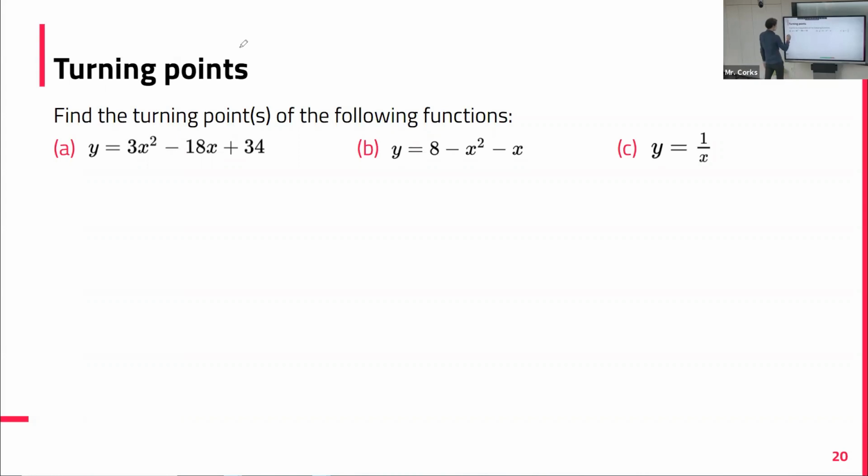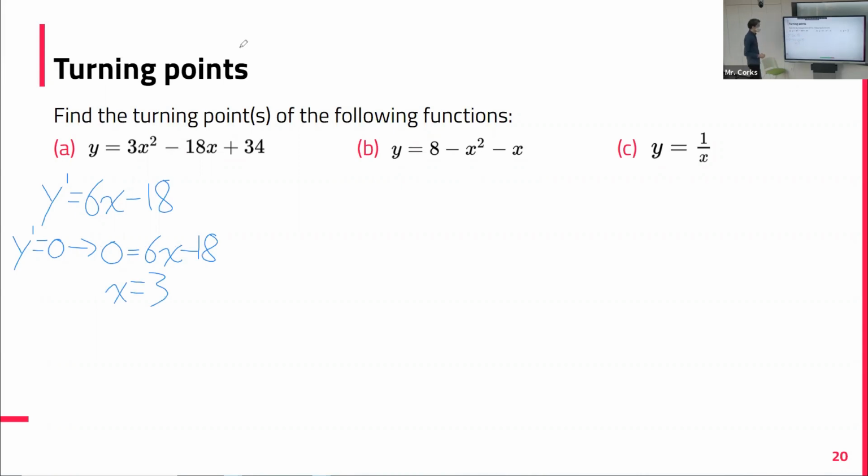So first step, first derivative: y prime equals 6x minus 18. All right, very easy. Set this equal to 0. So when y prime is equal to 0, we have 0 equals 6x minus 18. Solve for x. Also very easy. x is 3. Not quite done, though. We need the second derivative.